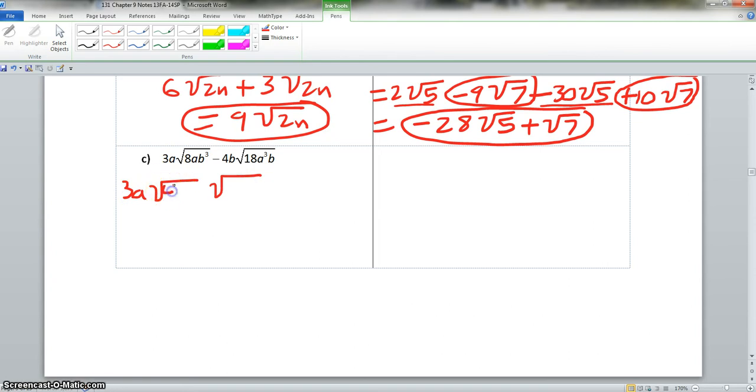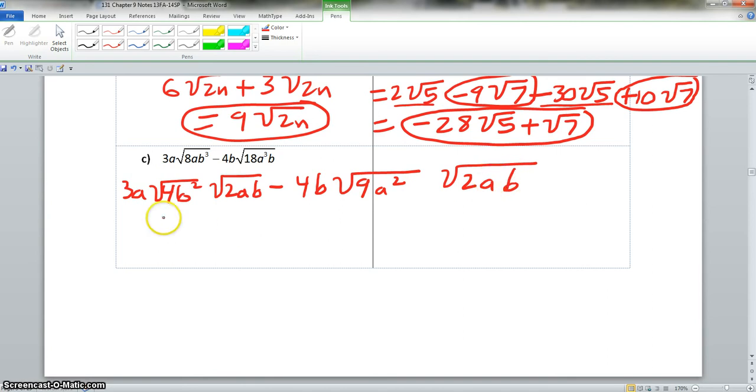So this would be 4, leave us 2. A goes here 2. This will be b squared and leave us b. Minus, this would be 4b. The highest perfect square in 18 we know is 9. Leave us 2. Highest perfect square in a cubed is a squared. Leave us a. And we know b is not a perfect square.